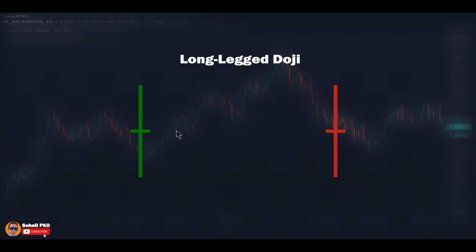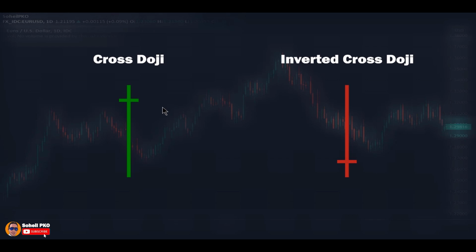But plus sign doji has a greater amount of indecision and is more significant than the long leg doji, because in long leg doji, buyers and sellers were more active in the session. Compared to spinning tops, long leg doji is more significant, because in spinning tops we have a body, but in long leg doji we don't have any activity from buyers and sellers between open and close, and this shows a greater amount of indecision. Cross doji and inverted cross doji.